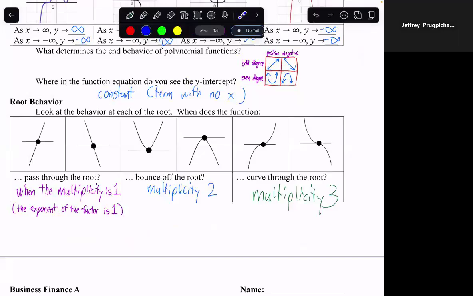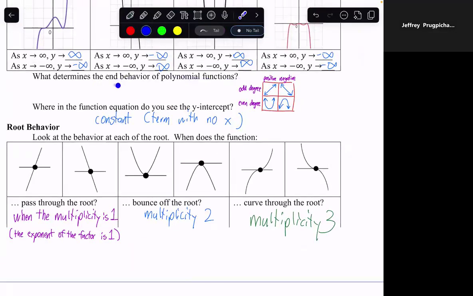Okay, so the patterns we learned on this front page are going to allow us to very quickly sketch a graph. So again, let's quickly remember the patterns, but we'll be flipping back to this first page throughout today. Based on the positive or negative first term, and then whether it's even or odd degree, that tells us the end behavior. The y-intercept comes from the constant. And then at each root, we know whether the graph will cross through, bounce off, or curve through based on the multiplicity.